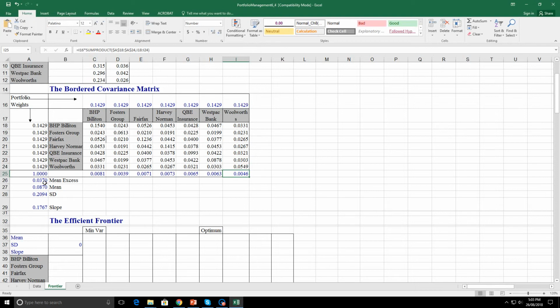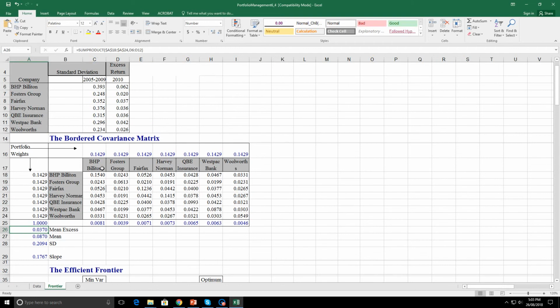Then if we look at the mean excess return, you can remember we have the excess returns for the 7 stocks here. The mean excess return is the multiplication of each individual return with the corresponding weight. So we have used the sum product function. A18 to A24 are the weights for each of these stocks, and D6 to D12 are the excess returns for each of these stocks. So this is the sum product of the weights and the excess return.